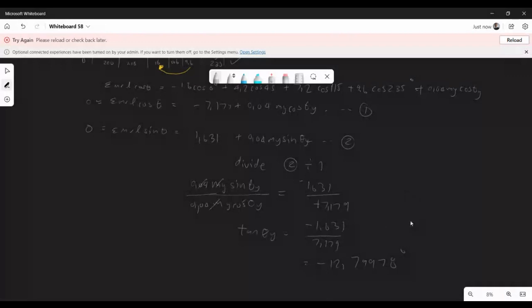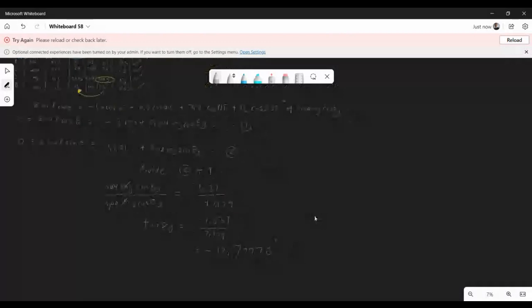Yep, and that's not the full angle yet. We must still put it in the right quadrant. And then to get our mass at y, we can use either one of these equations, substitute into 2 or 1. I'm just choosing that one. So sine of minus 12.79978 times 0.04, sorry. Obviously, this must be equal to minus 1.631.